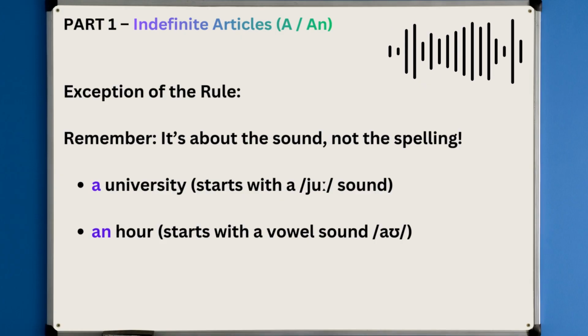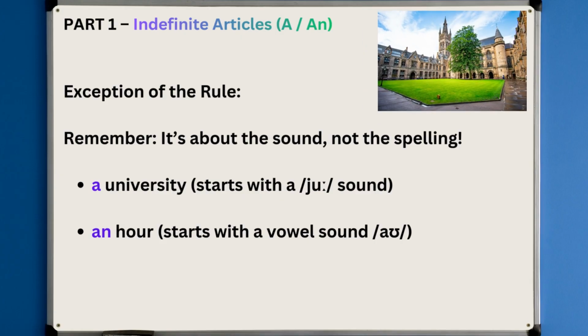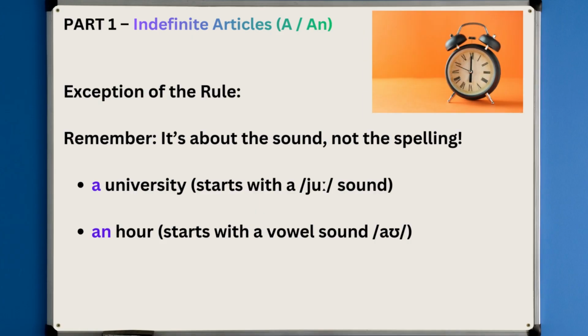Let's have a look at these 2 examples. A university. University starts with a vowel. However, it's all about the sound y, which requires a. A university. An hour. Hour starts with h. However, again, it's about the sound ow. An hour. And it requires the article an.